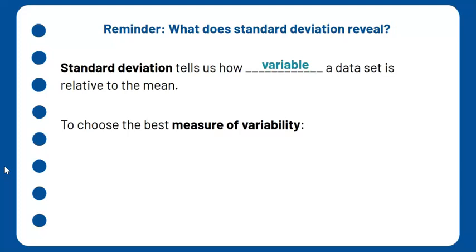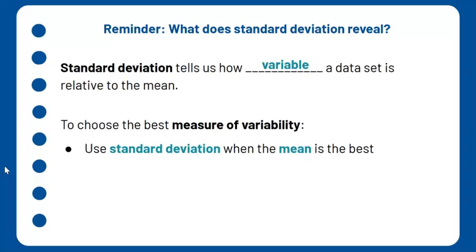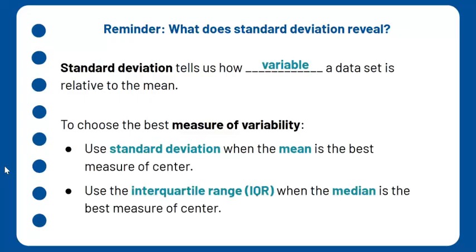When looking for the best measure of variability, we have two choices. Standard deviation is calculated using the mean, so it makes sense to use it as a measure of variability when the mean is appropriate to use for the measure of the center. In cases where the median is a more appropriate measure of center, the interquartile range is still a better measure of variability than standard deviation.